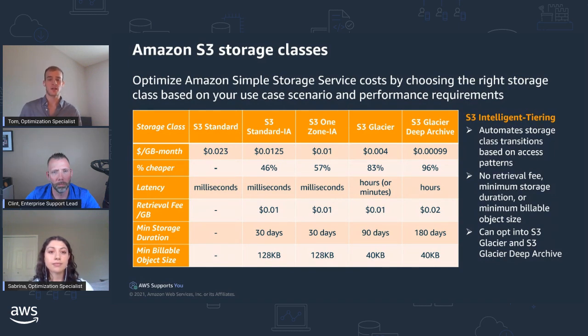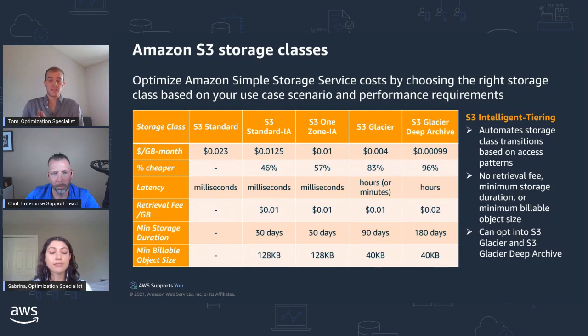The last storage class is S3 Intelligent Tiering, which is designed to optimize costs and reduce operational overhead by automatically transitioning objects between storage classes based on when they were last accessed. As an example, when an object is first created with intelligent tiering, it starts as standard. But if the object hasn't been accessed in 30 days, intelligent tiering will automatically move the object to standard IA.